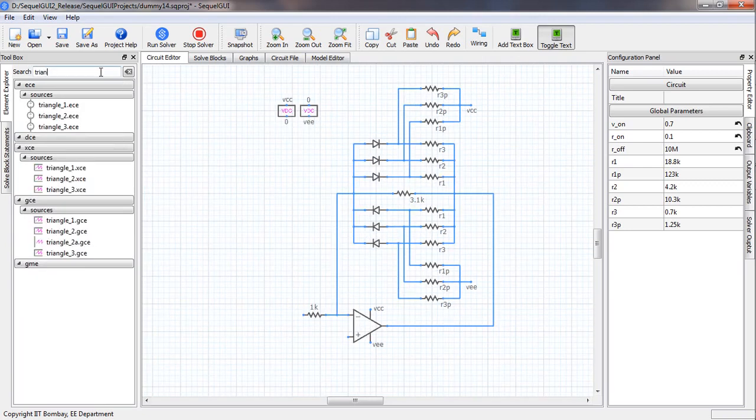We need some more elements. One is the triangle input source, and that is triangle 3 here, and the other one is ground.